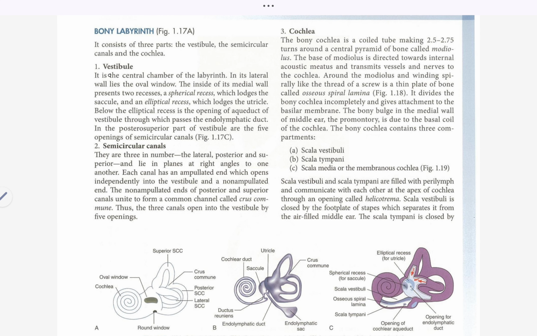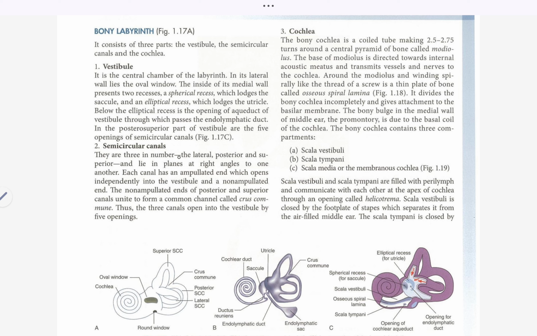1. The vestibule. It is the central chamber of the labyrinth. In its lateral wall lies the oval window. The inside of its medial wall presents two recesses: a spherical recess, which lodges the saccule, and an elliptical recess, which lodges the utricle. Below the elliptical recess is the opening of the aqueduct of vestibule, through which passes the endolymphatic duct. In the posterior superior part of the vestibule are the five openings of the semicircular canals.